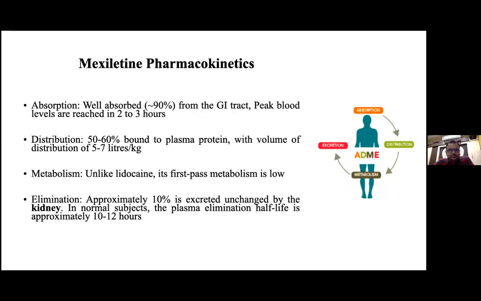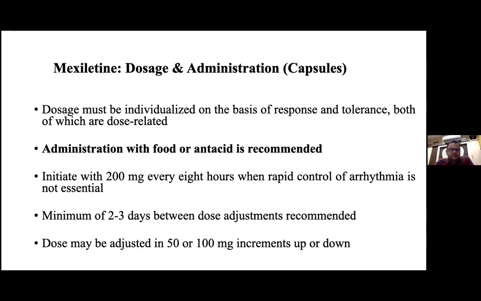It is well absorbed, 90% from the GI tract, and peak blood levels are reached in 3 hours. It is often given with food because it can cause GI irritation. The volume of distribution is large, first pass metabolism is low, and it is excreted unchanged by the kidneys. The plasma half-life is almost 10 to 12 hours, so BD dosing is recommended. Many times TDS dosing is used, depending upon the use.